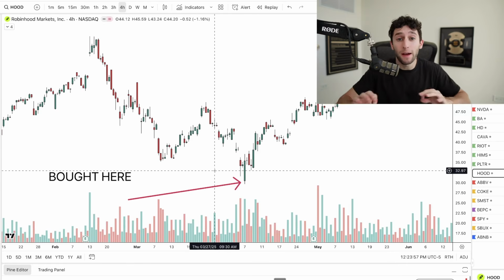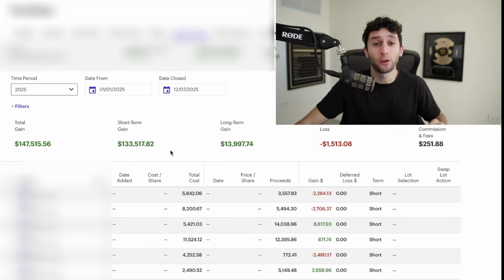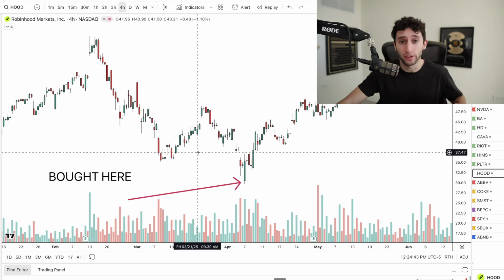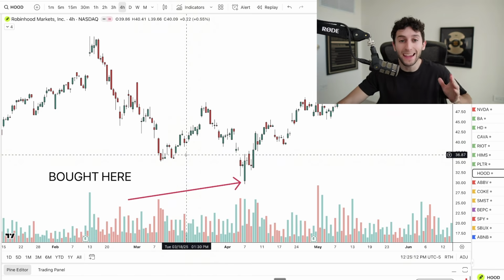This indicator I'm about to show you finds the exact bottom of any stock. Using this, I cleared over 133 grand in just this past year. The crazy part is that it's free and a complete beginner can do this. So if you stick until the end and do exactly what I say in this video, you'll be able to bottom tick any stock you want.